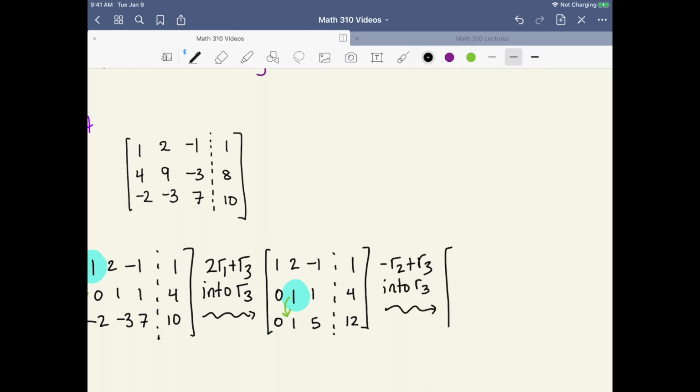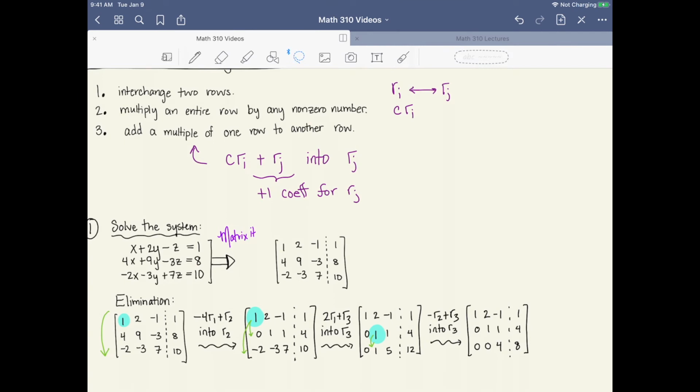And after we do this, 1, 2, minus 1, and 1 are still in the first row. 0, 1, 1, and 4 are still in the second row. And the third row becomes 0, 0. And now our 5 is going to get replaced. We have a minus 1 plus 5 giving us a 4, and a minus 4 plus 12 giving us an 8.